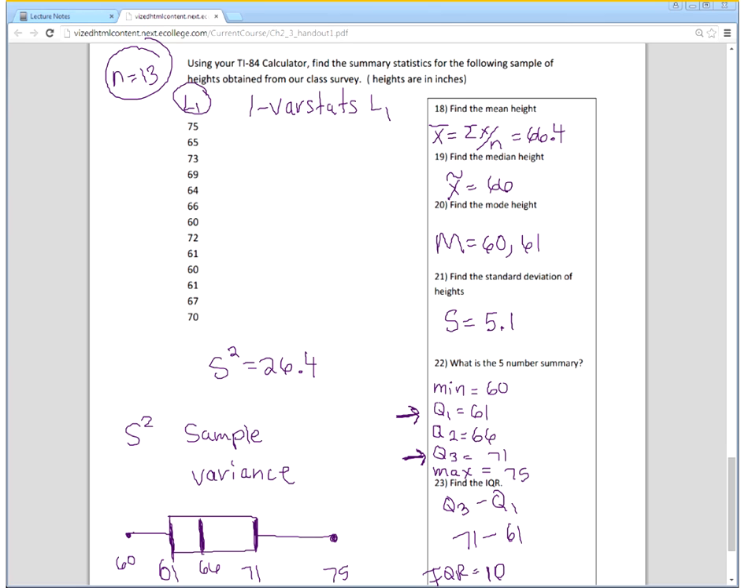So if I was comparing this set of data with another set of data, if I were to look at their IQRs, the data set with the larger IQR would indicate that there is more variability within those data values. So the larger IQR tells you that there's more variability, or that the data values are more variable. Okay.